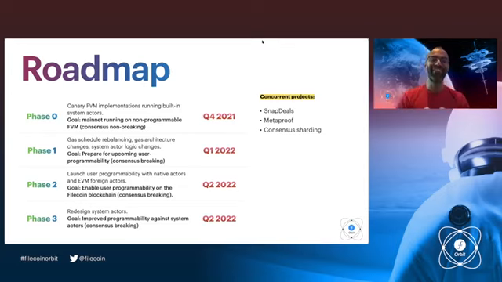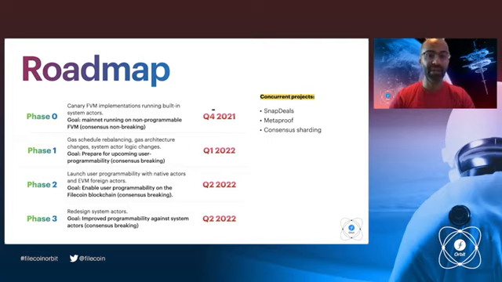We've got into that part. All right, so the roadmap consists of 4 phases. Phase 0 is to have the FVM implemented, running the built-in system actors and having canary deployments of various Filecoin clients on mainnet, running a non-programmable FVM. And we expect to have this done by the end of this year.